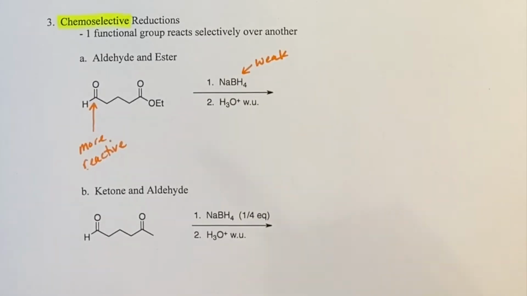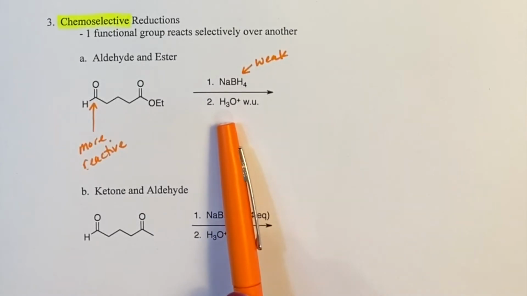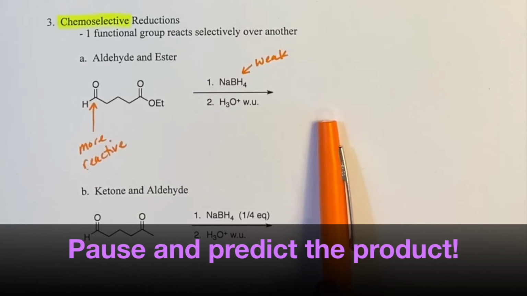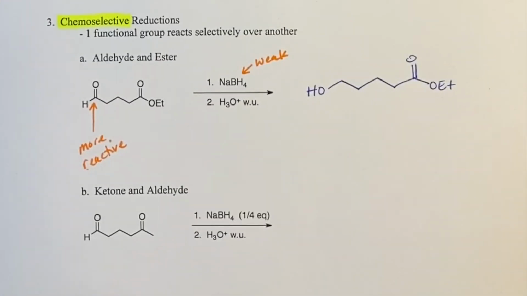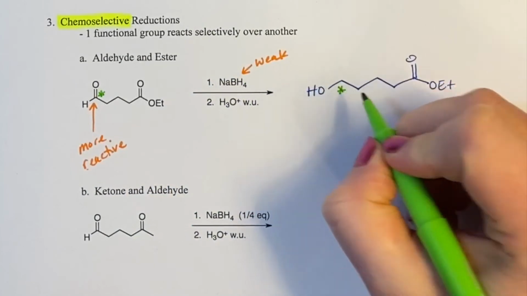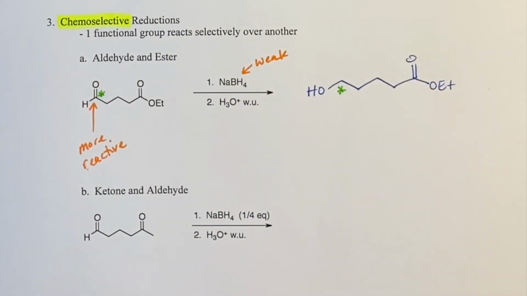So that in this reaction, no matter how much sodium borohydride I put into this reaction, it only has the capability of reacting with this aldehyde, never with the ester. So based on that, predict the product that you would get out of this reaction. So that would be the product that you get out of this reaction, where it is my aldehyde carbon that reacts and my ester carbon remains completely intact in this reaction, again, no matter how much sodium borohydride I add.